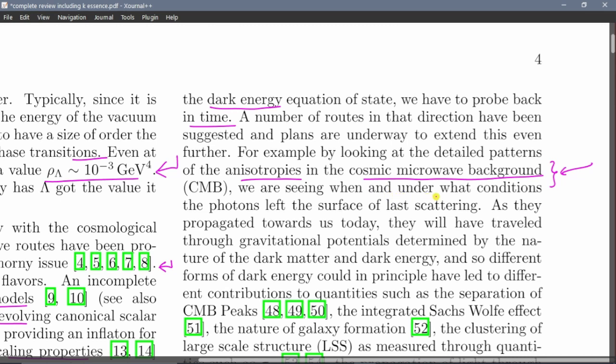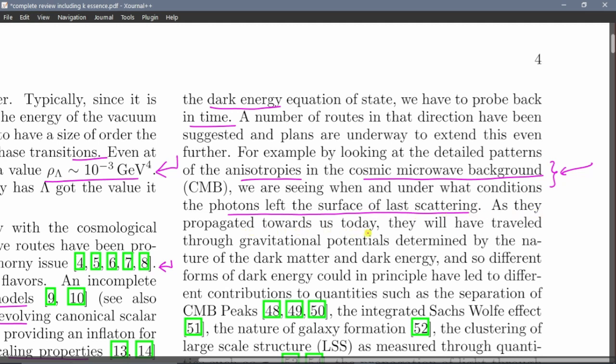We are seeing when and under what conditions the photons left the surface of last scattering, when photons decouple from all the other matter. So the universe expanded and cooled down and the first atoms formed. Therefore the photons become decoupled and they can freely move. That is called the surface of last scattering.